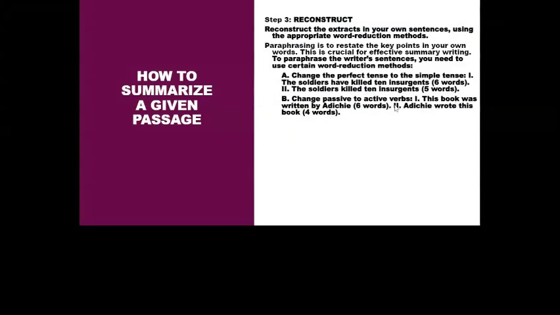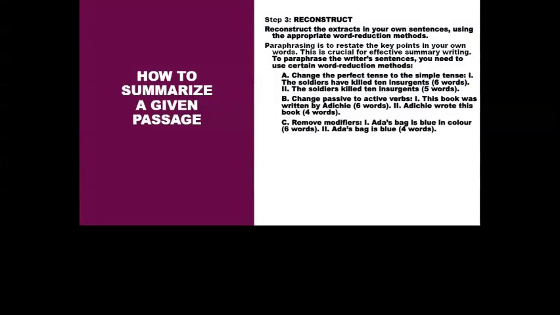So the passive sentence contains 6 words: This book was written by Adichie. Now, if we change it to an active sentence, what we have is: Adichie wrote this book, 4 words. That's one of the word reduction methods.